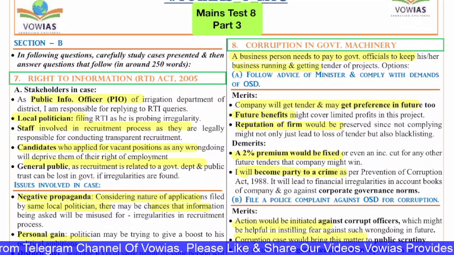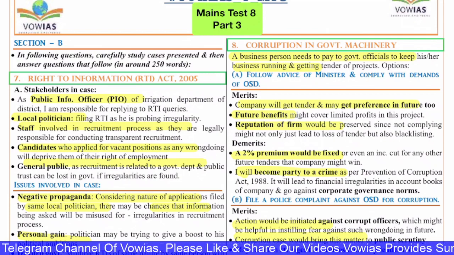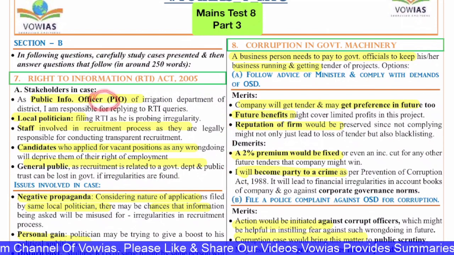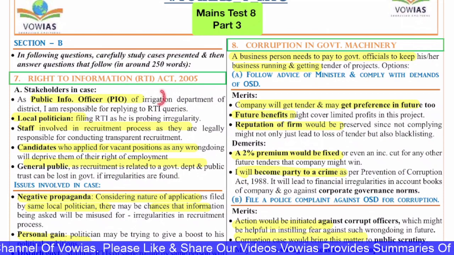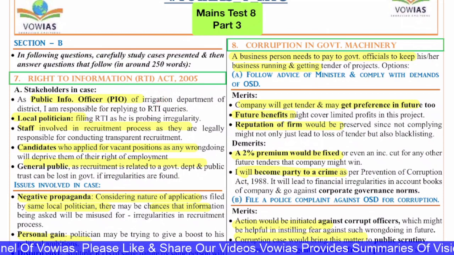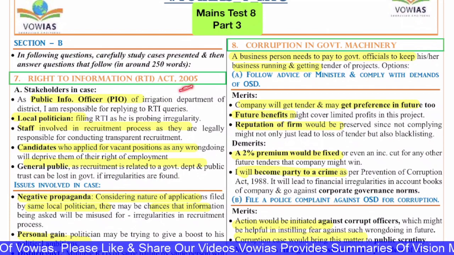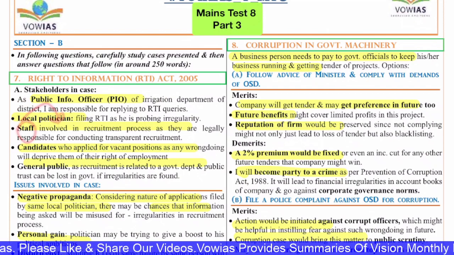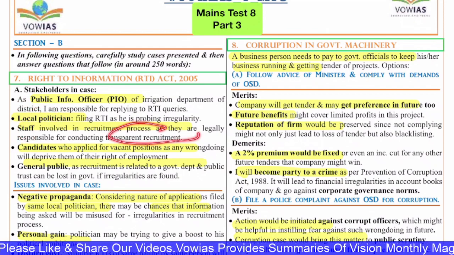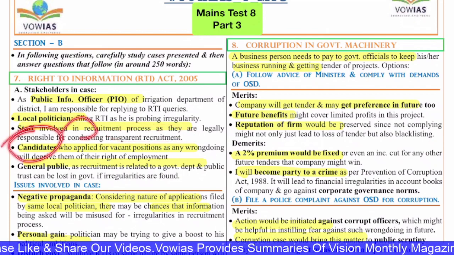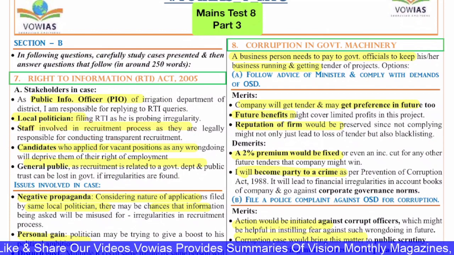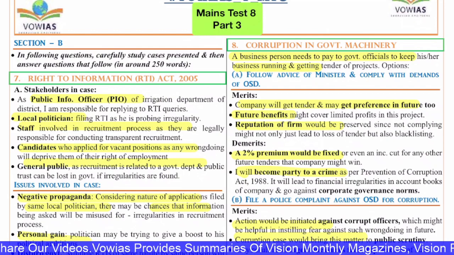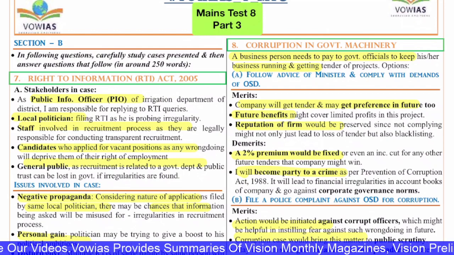If you see the seventh question, RTI 2005, the RTI Act. In this question, specifically the stakeholders: as the public information officer of the irrigation department of the district, I am responsible for replying to the RTI. Then the local politician who is filing the RTI; staff involved in the recruitment process, as they are legally responsible for conducting transparent recruitment; candidates who applied for vacant positions, as any wrongdoing will deprive them of the right to employment; and the general public, as public trust can be lost if government irregularities are found.